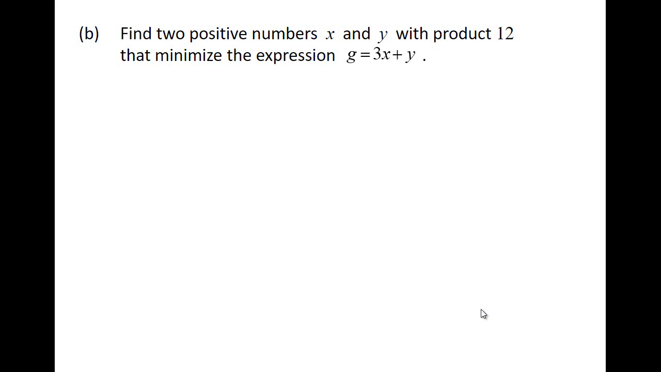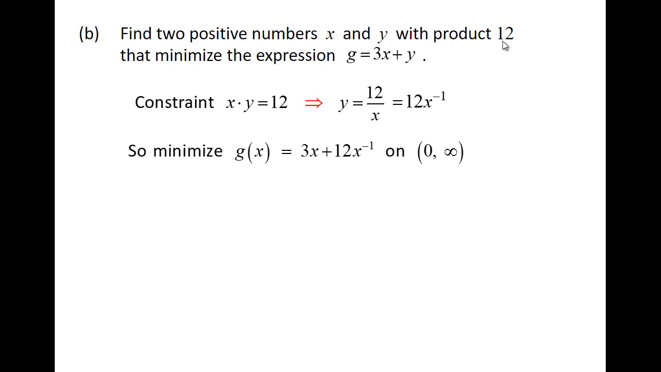So what function are we trying to optimize here? Well, the function we are optimizing is this, and the condition here is that x times y is 12. So the constraint is that x times y is 12, and we can use that to solve for y, and that's going to give us 12 over x, which we can plug into the function to be optimized. So let's plug that into the function g. So we get g of x would be 3x plus 12x to the negative 1.